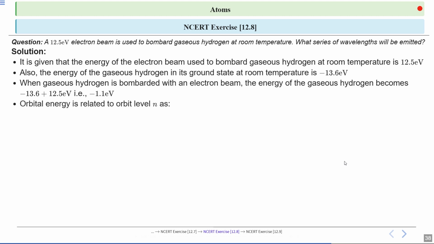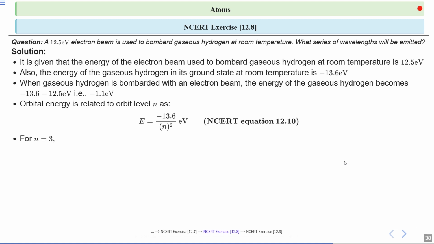Now let's recall the formula for the energy of the electron in the nth orbit of hydrogen, equal to minus 13.6 divided by n squared, with energy in electron volt. Here E is the energy of the level, n is the principal quantum number, and 13.6 is the ground state energy magnitude. This equation is from Bohr's model and is found in your NCERT textbook as equation 12.10. Notice how as n increases, the energy becomes less negative, meaning the electron is less tightly bound.